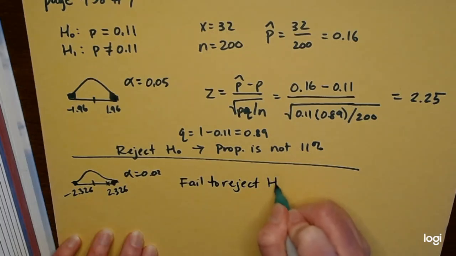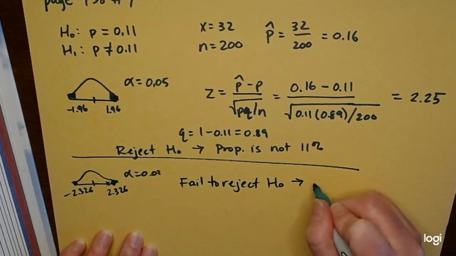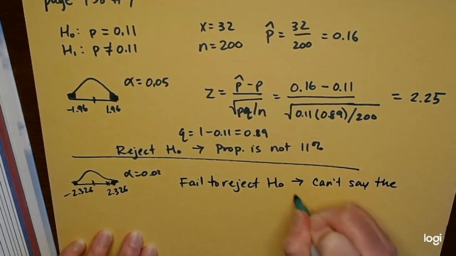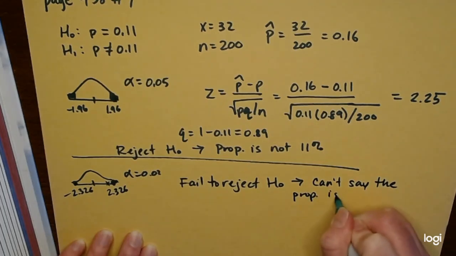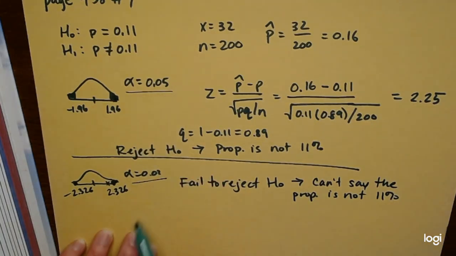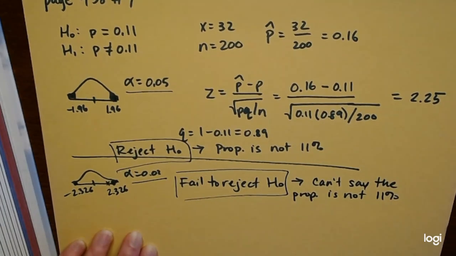So we fail to reject the null hypothesis, and now our conclusion would be that we can't say the proportion is not 11%. So you can see here a good little abuse of statistics, right? Depending on whatever you choose for your alpha, you could actually get two different decisions out of it.